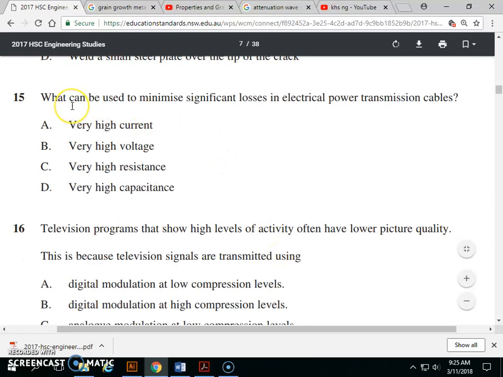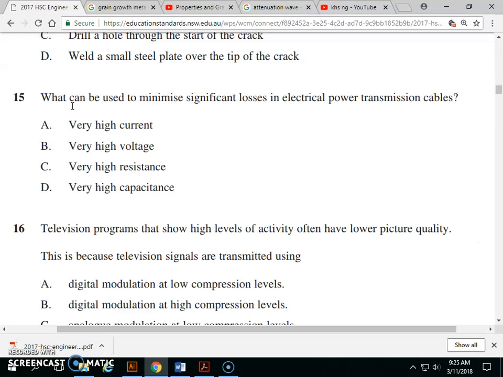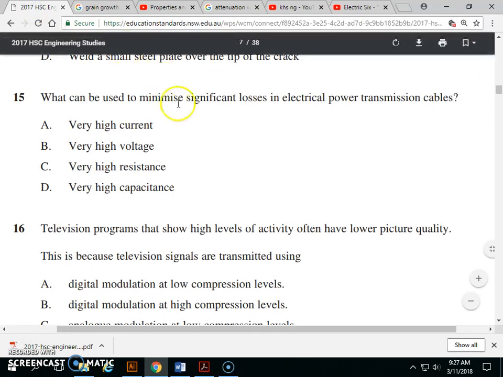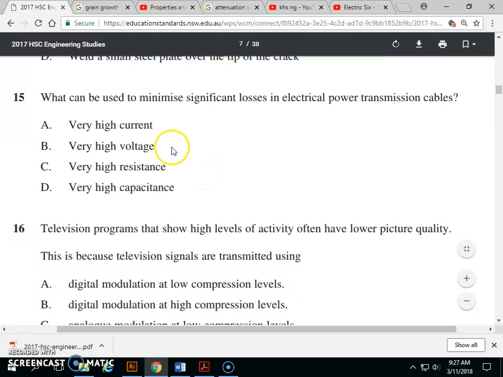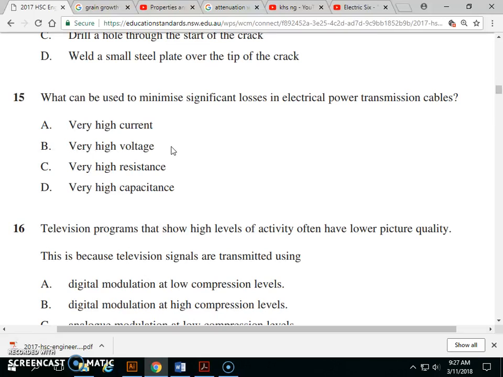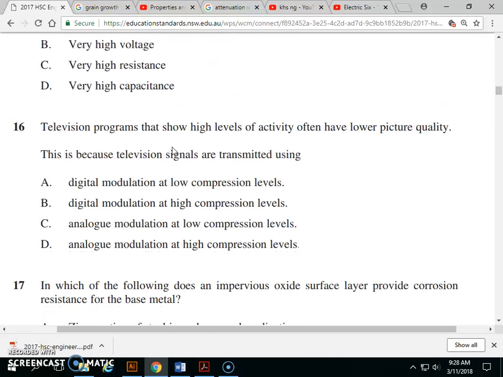Okay, 15. How do we minimize significant loss of electrical power transmission in cables? Very high voltage. There's a song about that too. So yes, very high voltage, and AC current is more efficient than DC current. So that's why we use high voltage AC for power transmission.